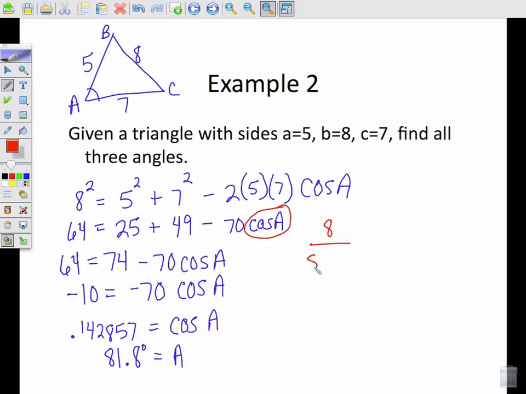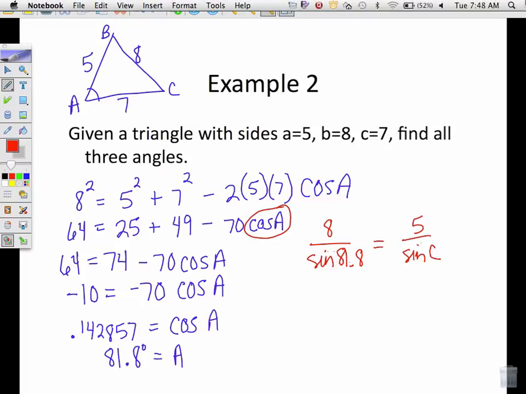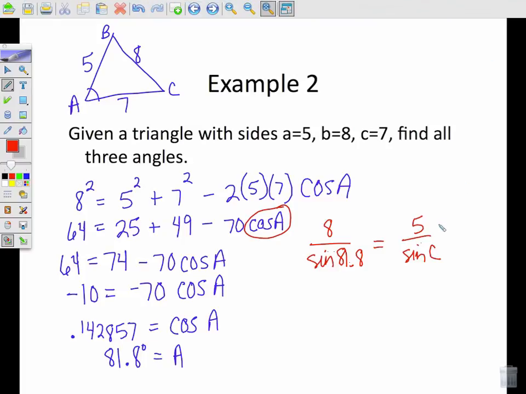Now you're going to use the law of sines. 8 over the sine of 81.8 equals 5 over the sine of C, and we can find C. When you solve that, you should get that C is equal to 38.2 degrees. And then, of course, to find the last angle, you can subtract the two angles that you get, 81.8 and 38.2, from 180, and that leaves us with 60 degrees. That's it.